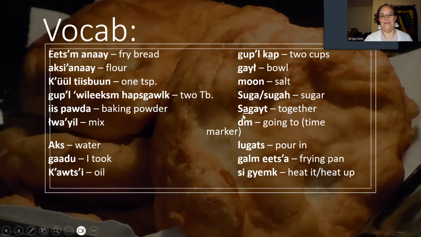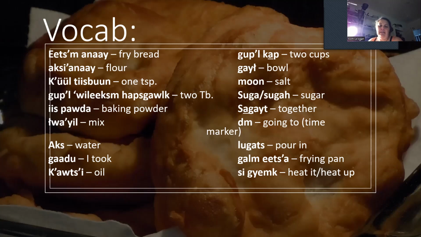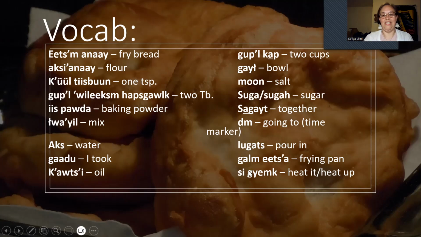All right, next three. Sugar. Shagai. Together. Dim. Going to. This is one of our time words, time markers. Sugar, shagait, dim. Wehoiks. Last three, Sm'algyax, Lugats, pour in.